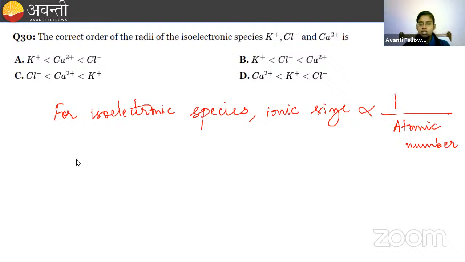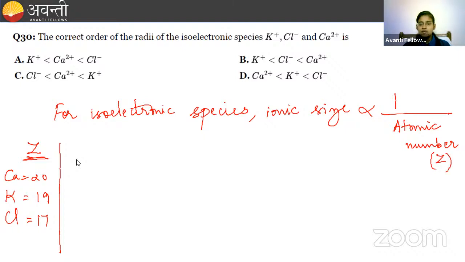Okay. So the atomic number for calcium is 20, for potassium it is 19, and for chlorine it is 17. So the one which is having the least atomic number value has the largest size. As you can see here, chlorine is having the least atomic number value. Atomic number is denoted by the letter Z. So chlorine, Cl minus, will be greater in size. Then comes potassium K plus and calcium 2 plus.